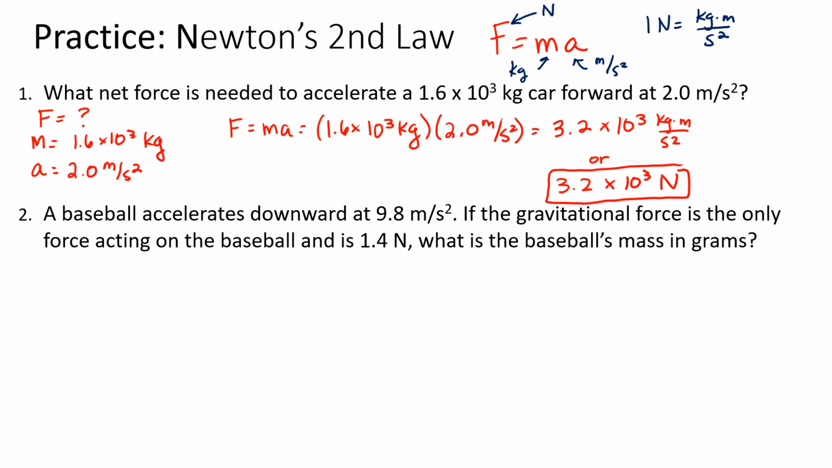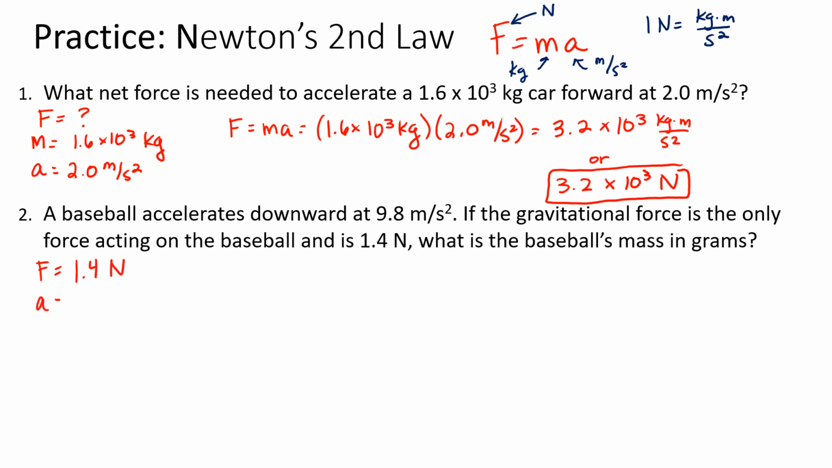So a baseball accelerates downward at 9.8 meters per second squared. And of course, 9.8 meters per second squared, that's our gravity. So everything's really going to accelerate downward at that speed. If the gravitational force is the only force acting on the baseball and is 1.4 newtons, what is the baseball's mass in grams? So here we're given a force of 1.4 newtons.